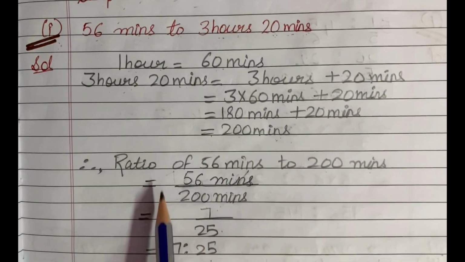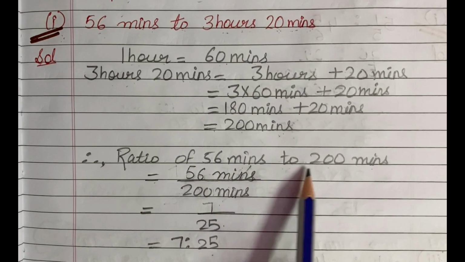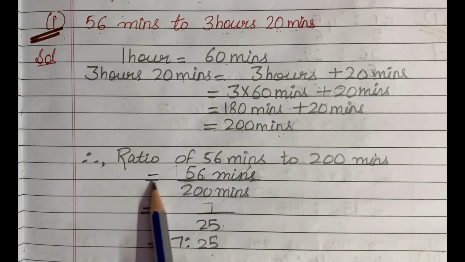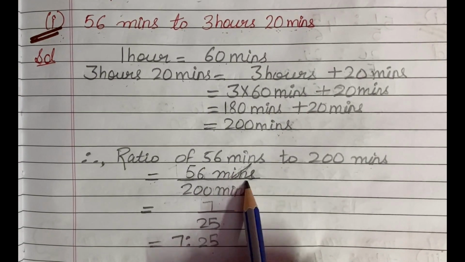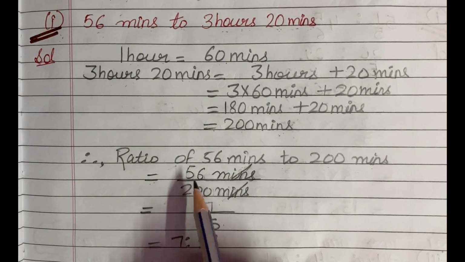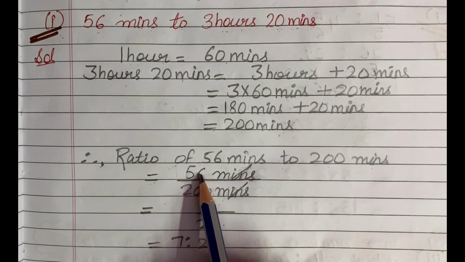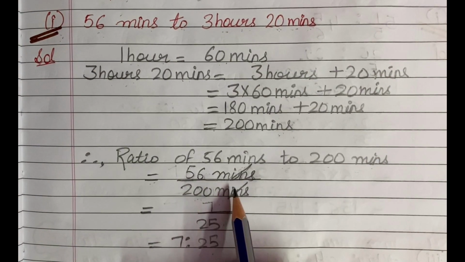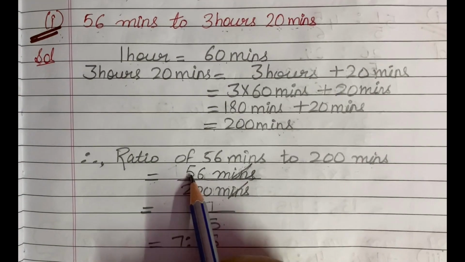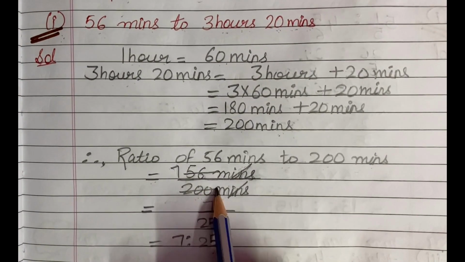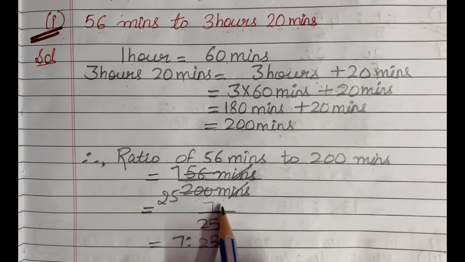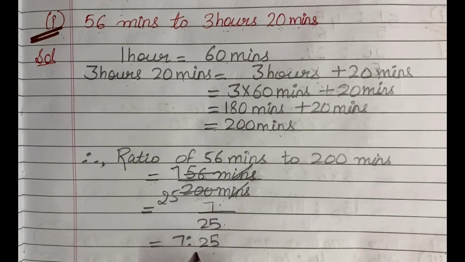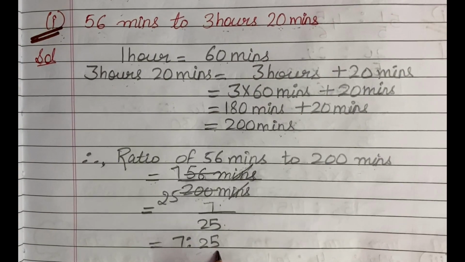So students, ratio of 56 minutes to 200 minutes is equals to 56 minutes upon 200 minutes, and on solving this minutes and minutes will be cancelled out, and we will divide both 56 and 200 by 8, and on doing this we will get 8 sevens are 56 and 8 twenty-fives are 200, 7 upon 25, and that is equals to 7 is to 25. Hopefully it is clear to you.